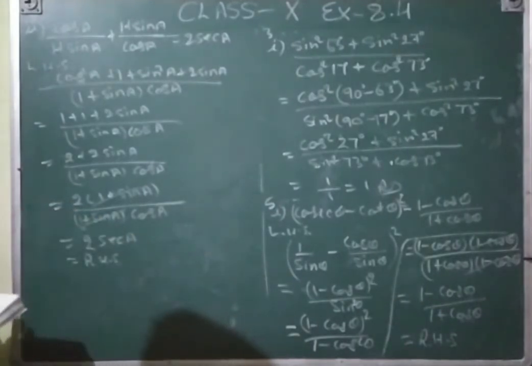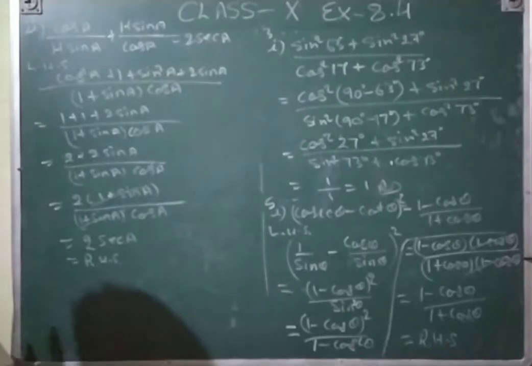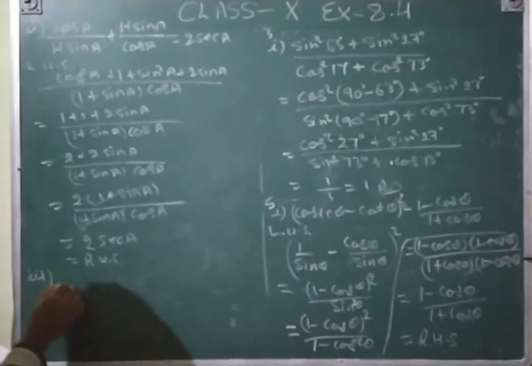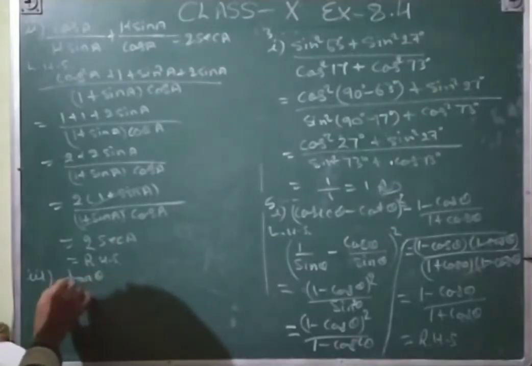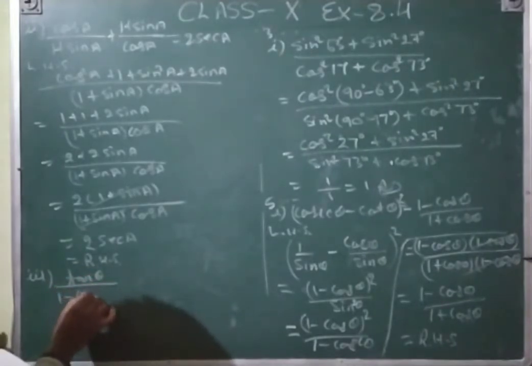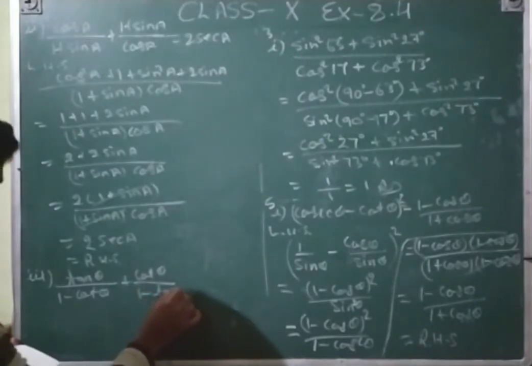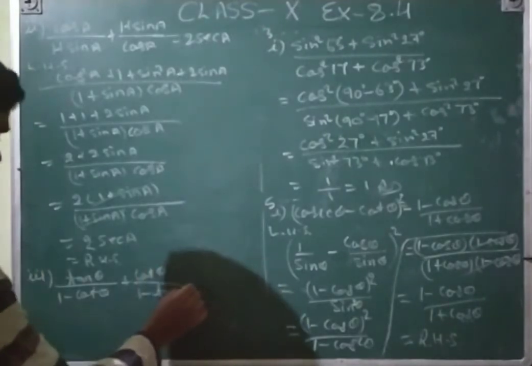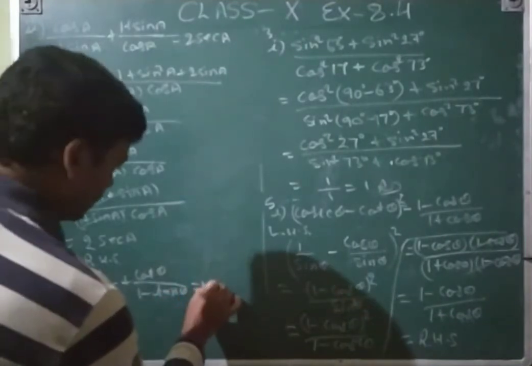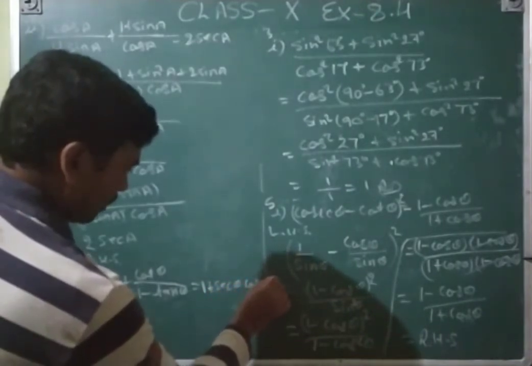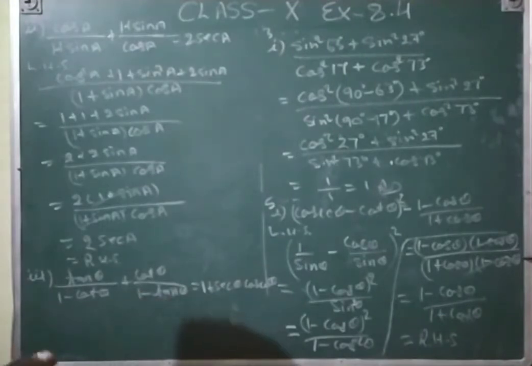And then third part on next page. Third part: tan theta upon 1 minus cot theta plus cot theta upon 1 minus tan theta is equal to 1 plus sec theta cosec theta. By left hand side.